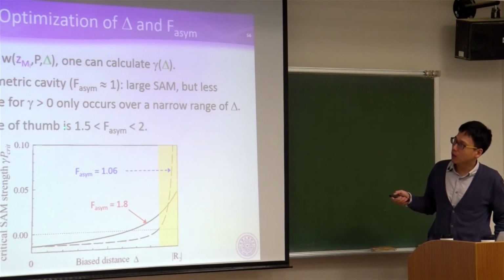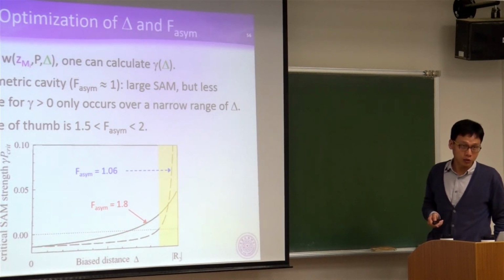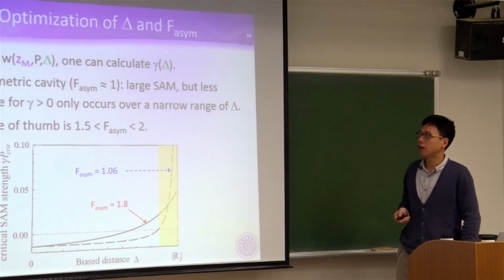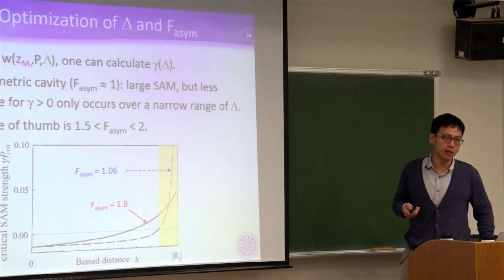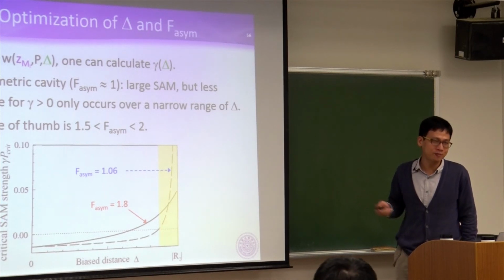So a rule of thumb is you have to control your asymmetric factor between 1.5 and 2, such as 1.8. You got the solid curve. In this case, your SAM coefficient might be smaller, but you got a broader range of delta within which you can still have positive SAM. Okay. So it's a rule of thumb.